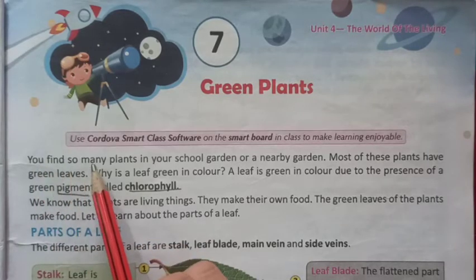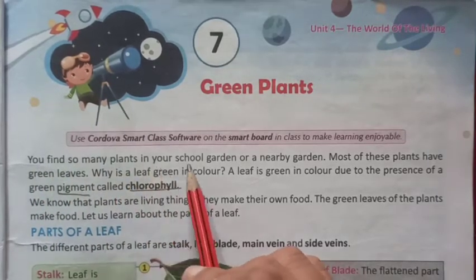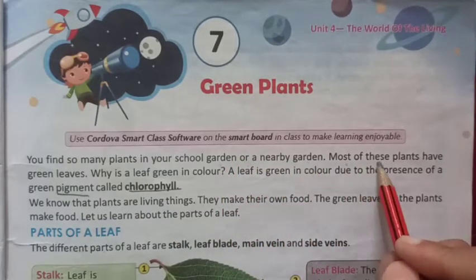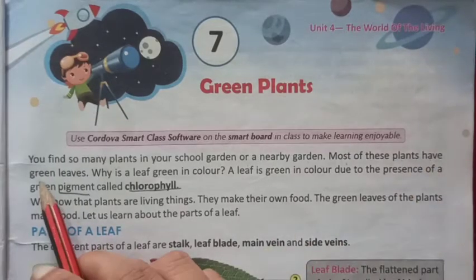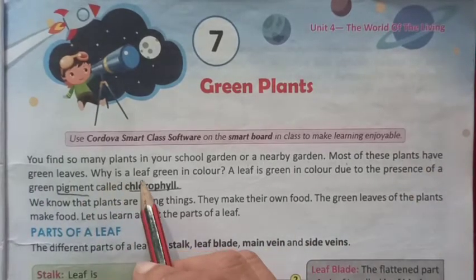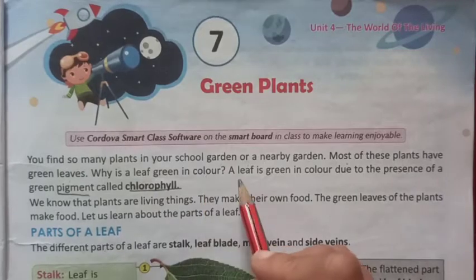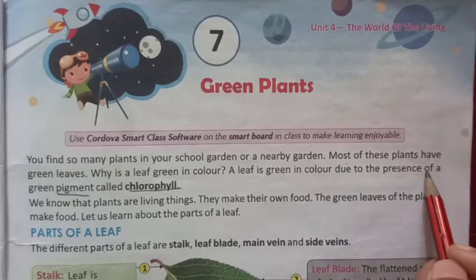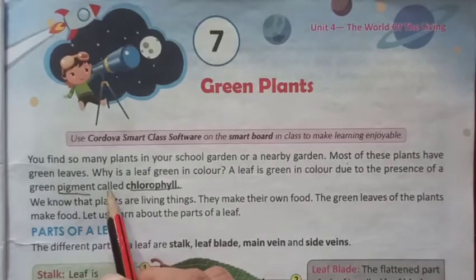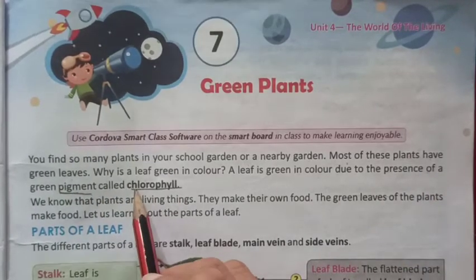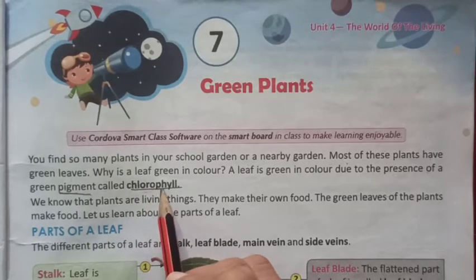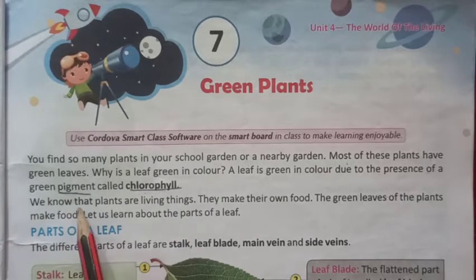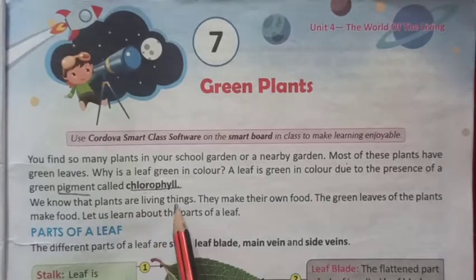You find so many plants in your school garden or a nearby garden. Most of these plants have green leaves. Why is a leaf green in color? A leaf is green in color due to the presence of a green pigment called chlorophyll. Chlorophyll.